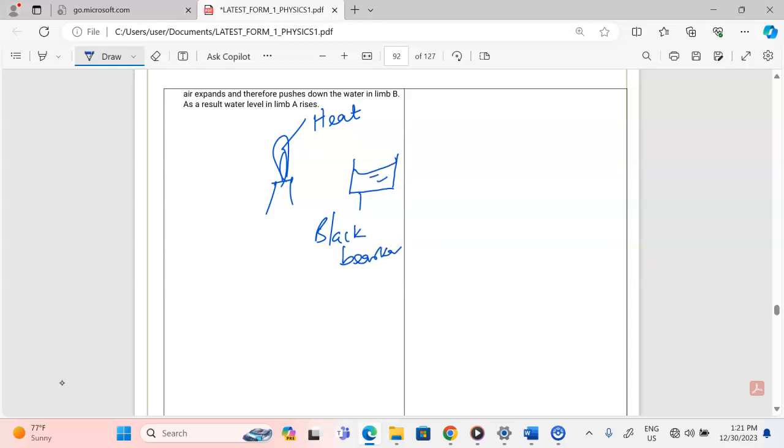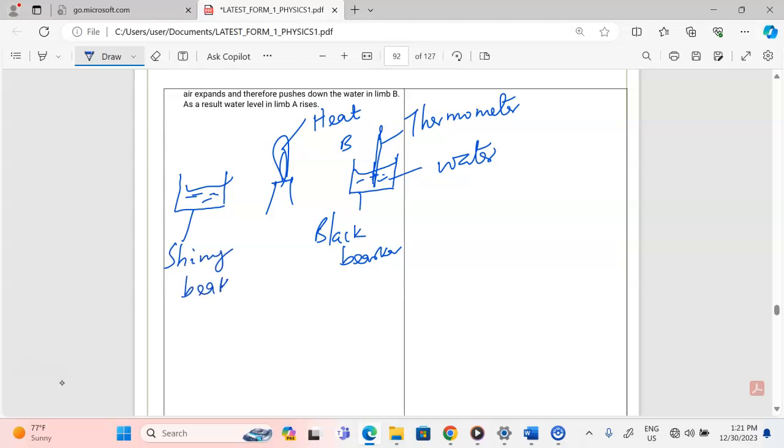having some water, of course. Then there is a thermometer here. This is a thermometer. Inside is what we call water. This is B. Now on side A, at an equal distance, we can have an equal volume of water. But now this one can be a shiny beaker. This is also water of equal volume, initially at equal temperatures. And this is side A.